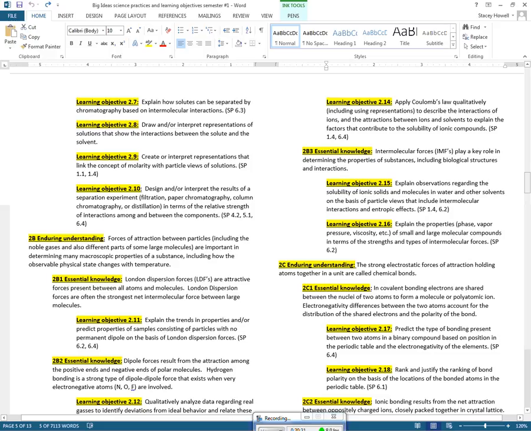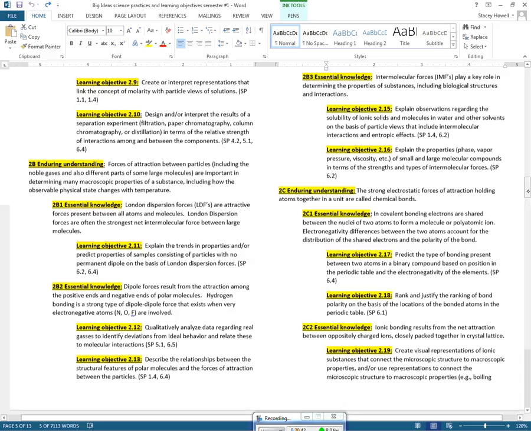Then we come down here, explain the trends in properties and predict property samples with particulates and permanent dipoles based on LDFs. Then we go down a little bit farther, qualitatively analyze data regarding real gases to identify deviations from ideal gases. And we talked about those.